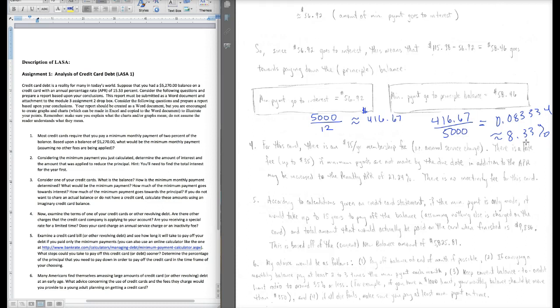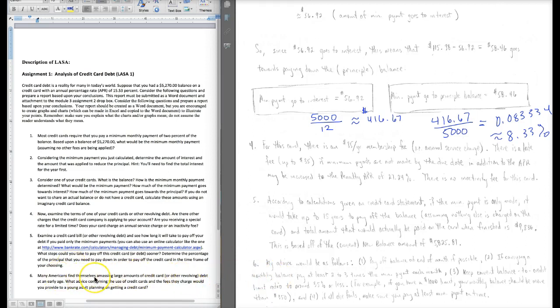Now, of course, if I change this from 12 to 24, then that's going to be half of this amount, and of course half of this percentage rate. So it'll be something like 4.16%, if we extended the time. So again, I just gave you an example, but I wanted to leave that open for you to do.